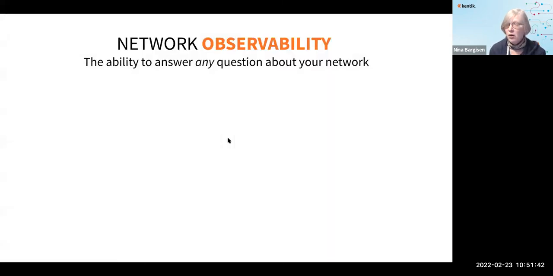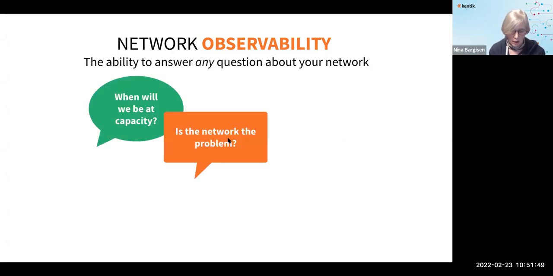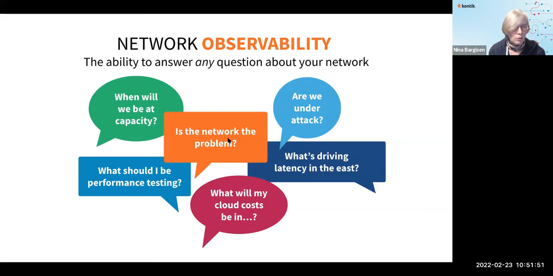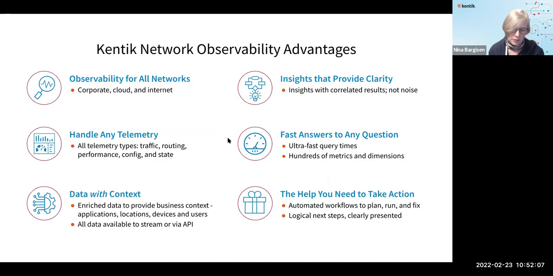And all of it is part of the observability that is the Kentik platform. When you're using network observability, you are able to ask any question about your network, and you're able to get questions asked about your network that you did not necessarily know that you have, and then get the answers, and that will help you run your network.